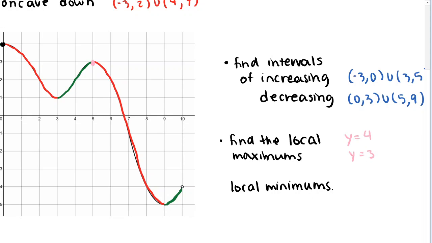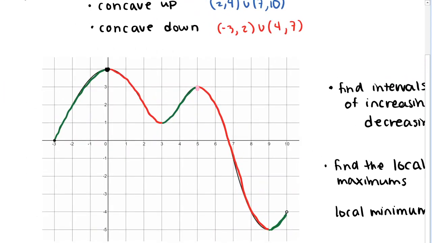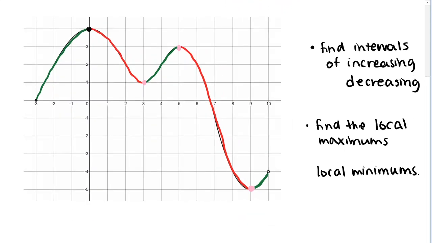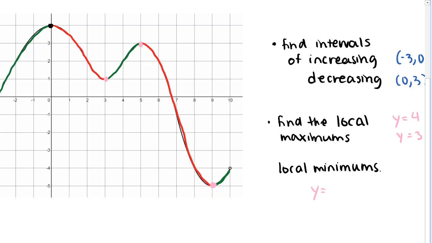What about the local minimums? Well, they're sort of the other end of the spectrum, when our graph changes from decreasing to increasing. So we get one local minimum when y is equal to 1, and another one when y is equal to, what is this? This is -5.